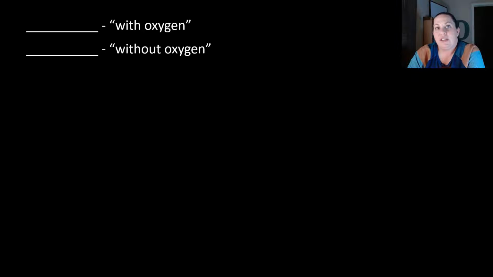Now, this brings us to a few terms when we talk about oxygen. If oxygen is present and the process uses oxygen, this is an aerobic process, okay, because oxygen is there. If no oxygen is present, we call it anaerobic. Anytime you add AN to the front of a word, it means not or without. So in this case, it's without oxygen.